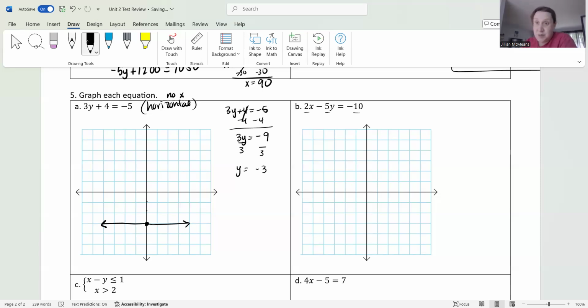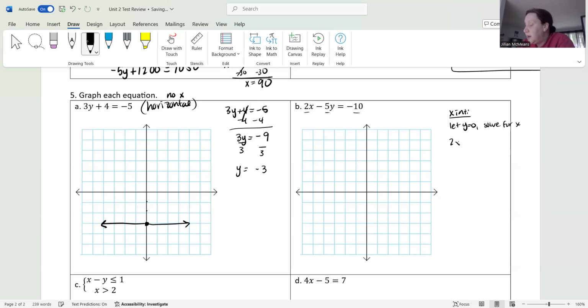If so, intercepts is going to be an easy way to graph. So let's say we look for the x-intercept first. The x-intercept is where this line crosses the x-axis, and it's always going to occur when y is equal to 0. So to find an x-intercept, you let y equal 0 and then solve for x.